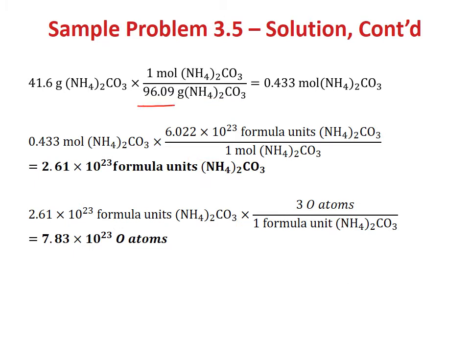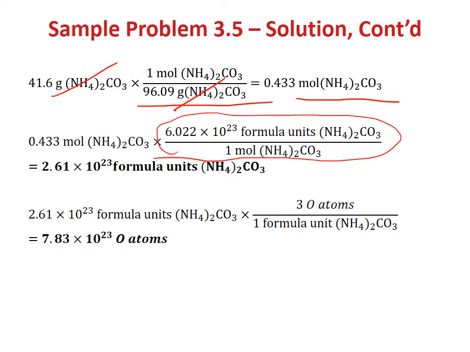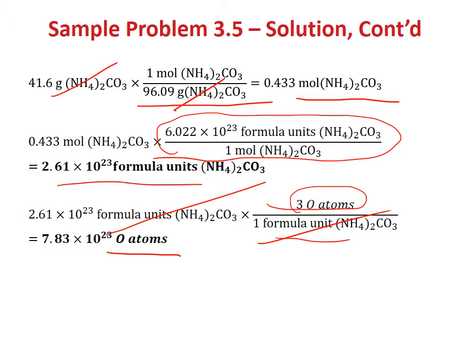We use molar mass of the formula units to convert the grams to number of moles of the formula units. And multiply by Avogadro's number, we get the number of formula units. Each formula unit has 3 oxygen atoms. Use this as a conversion factor. We convert the number of formula units to number of oxygen atoms.